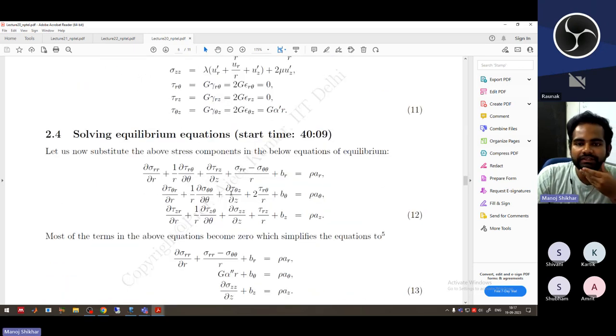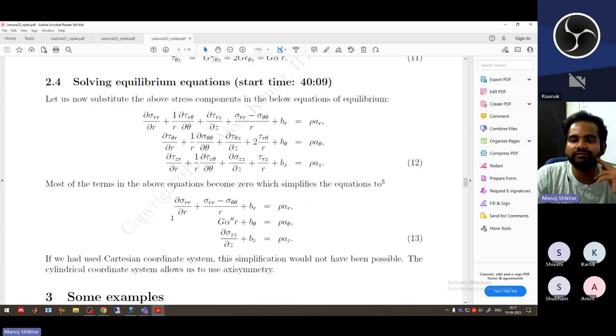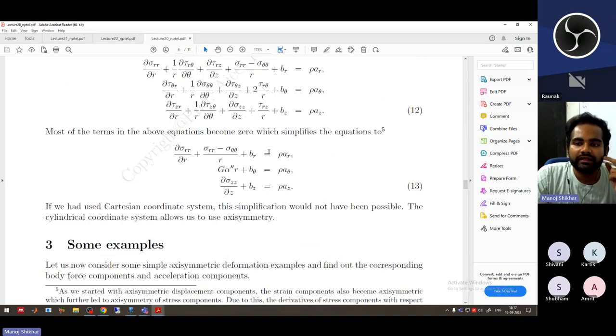So we know the equilibrium equations in the cylindrical coordinate system. They are given by equation number 12. And when we substitute these stress relations from equation 11 in equation number 12, we will get this form of the equilibrium equation.